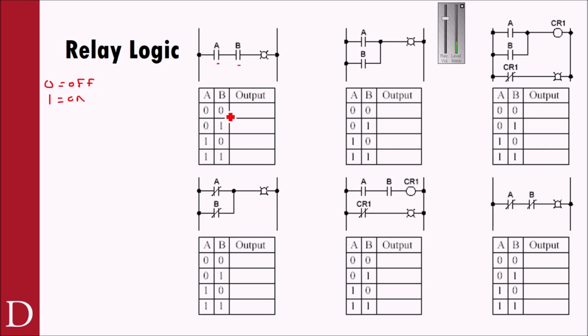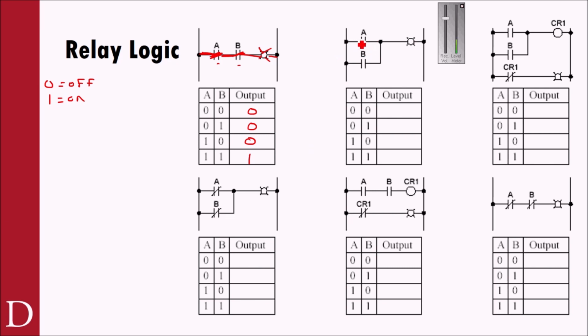So if A and B are 0, there's no way I can get an output. I'm trying to get through here, right? And if this is open or off, I can't get through. Even if I close B, if I can't get through A, I still can't get through. Or for that matter, if I close A and now I can get through A, but I don't close B and I leave B open, I can't get through. But if I close both of these, I now can energize my output. So a 1 and a 1 gives me a 1.